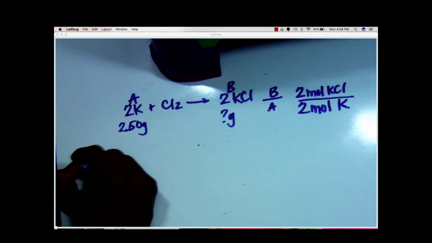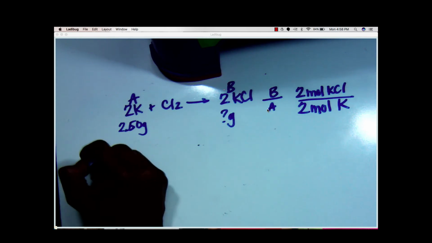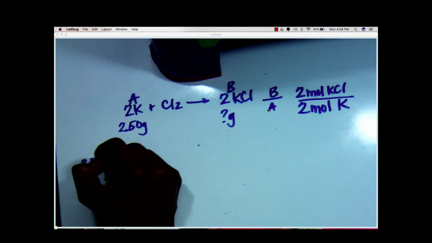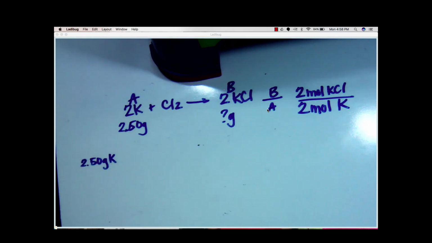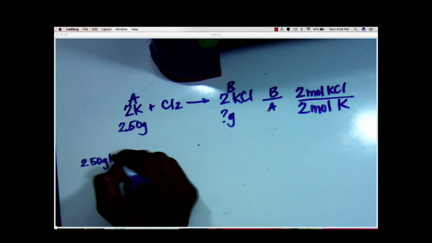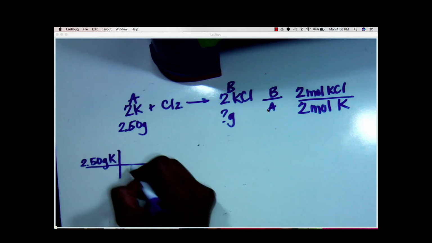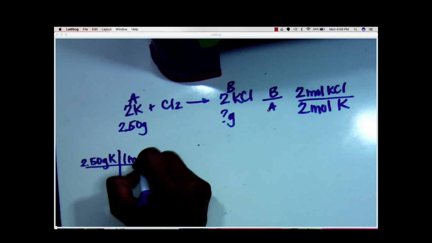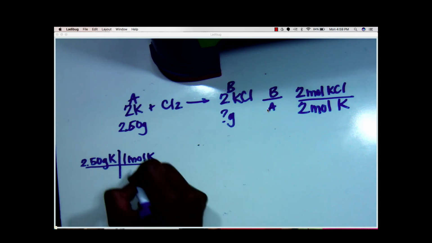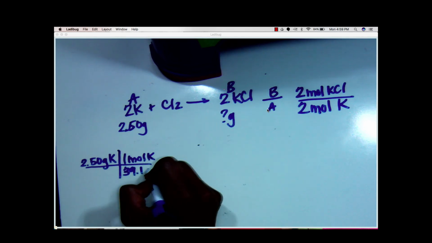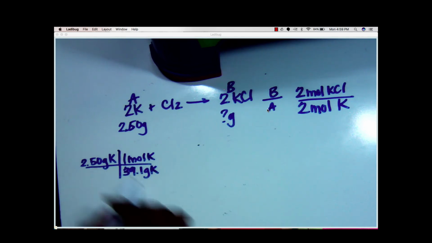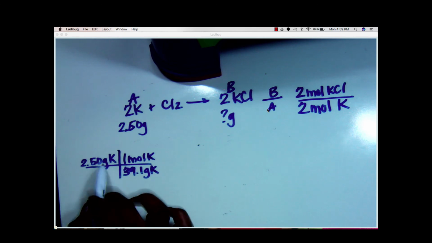So we start here with 2.5 grams of potassium. Well, the first thing to do is convert grams of potassium to moles of potassium. And so to go from grams to moles, you divide by the molar mass. So for every 1 mole of potassium, there is 39.1 grams of potassium.